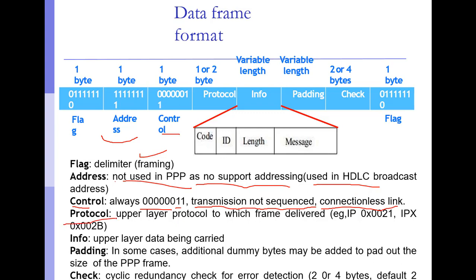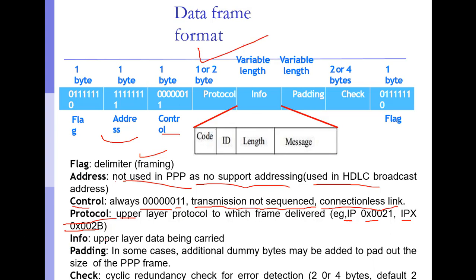The next one is protocol, the upper layer protocol to which the frame is delivered. For example, you are using this at the data link layer, and the upper layer is basically the IP layer. So you should be highlighting the upper layer protocol as well, what type of upper layer protocol is used. There can be IP, there can be IPX, or there can be AppleTalk, or several other protocols that can be used in the network layer, but it should be highlighted in the data frame as well. You have to identify the protocol of the upper layer.